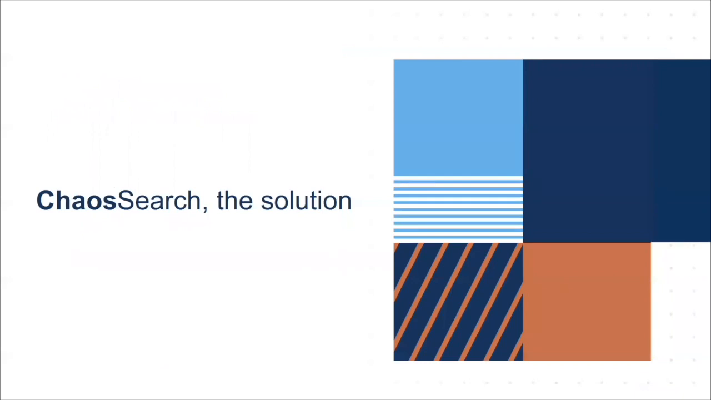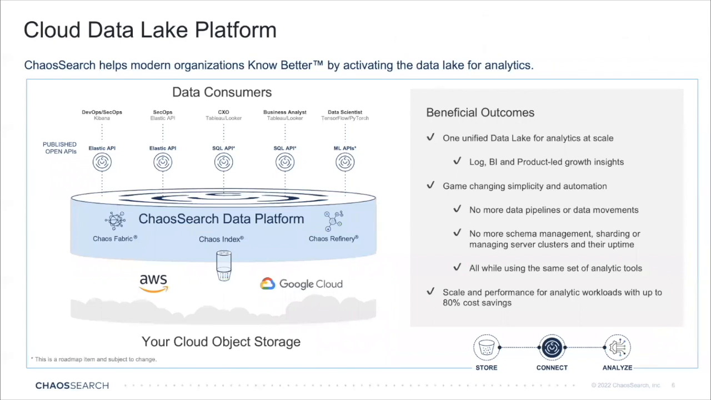So what is the ChaosSearch solution? Now, if I had to summarize the ChaosSearch platform into one slide, this is it. You see here we have Amazon, Google, and we're going after Azure this year in 2022. But the vision is, and again, cloud storage now is a de facto standard for storing all your data. And what we do is we put a service, a layer on top of your storage to derive insights.